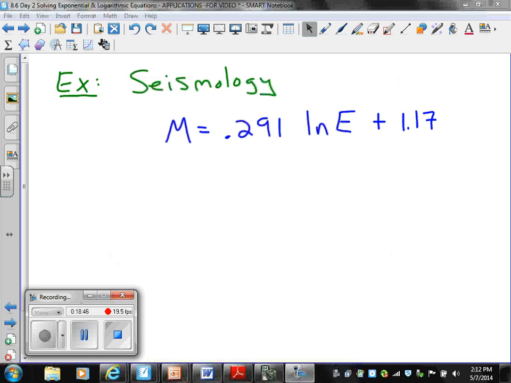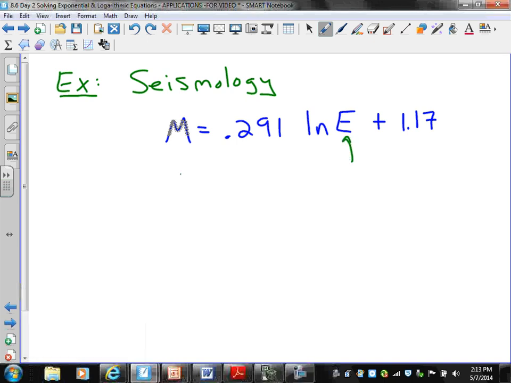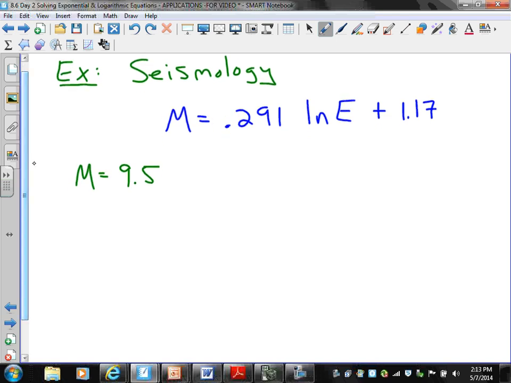Okay, so what happens if we have a magnitude of an M value, a magnitude of 9.5? That is a massive, massive earthquake. Let's see how much energy actually gets released. Okay, so what I'm going to do here is put 9.5 in for M. So I get 9.5 equals 0.91 times the natural log of capital E, and then plus 1.17.